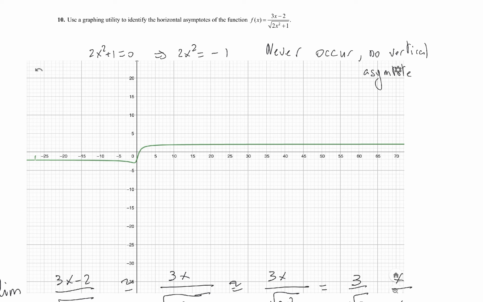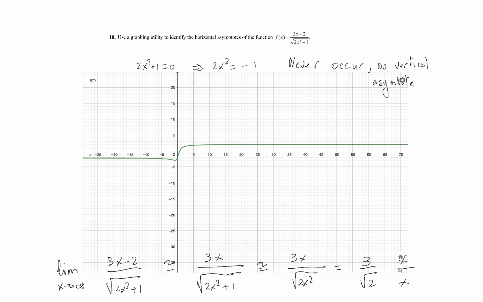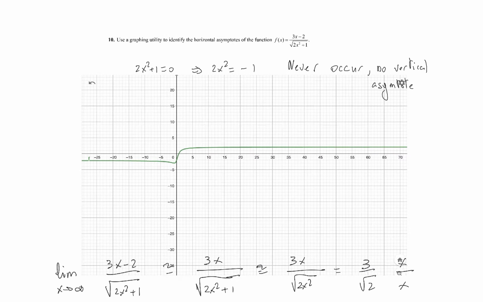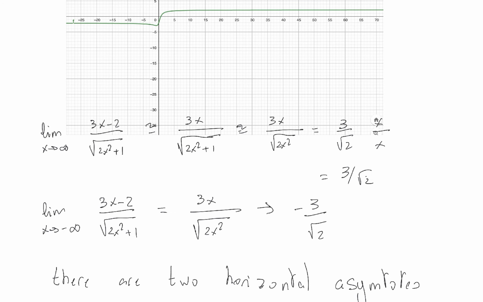So let's do this problem, and let's now do the horizontal asymptotes. Let's do the limit when x tends to infinity of this function and the limit when x tends to minus infinity of this function. When x tends to infinity of 3x minus 2 divided by the square root of 2x squared plus 1, 3x minus 2 is the same thing as 3x, and 2x squared plus 1 is the same thing as 2x squared.